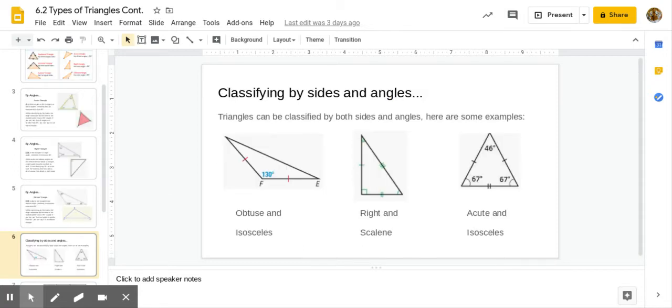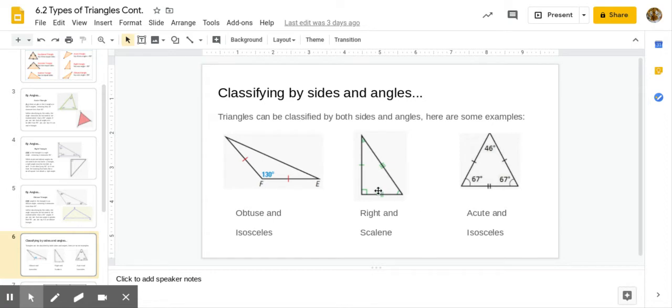Now, when we are classifying triangles, we should be able to classify them both by sides and angles at the same time. So when you are looking at your triangle, you're going to look for the angles and the sides. In this triangle right here, we can see that angle F is 130 degrees. So that's larger than 90, so it's obtuse. And also because we have one tick mark here and one tick mark here on the sides, we know that two sides are the same length. So this is obtuse and isosceles.